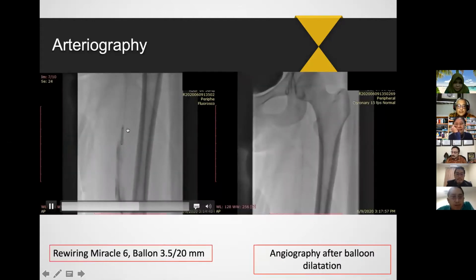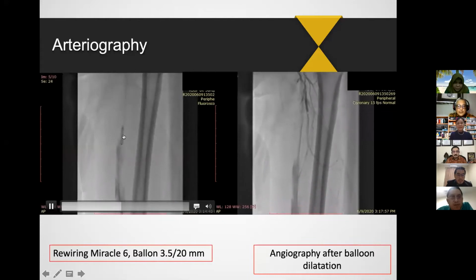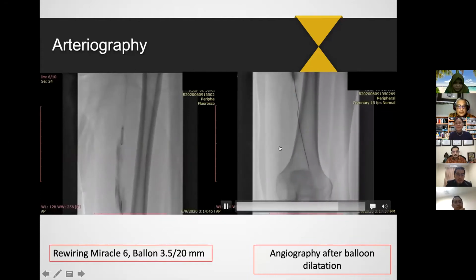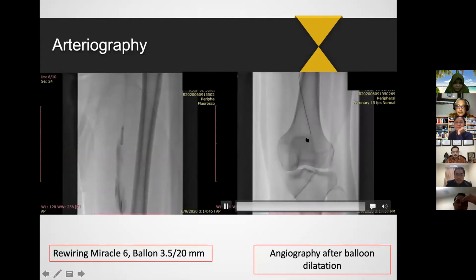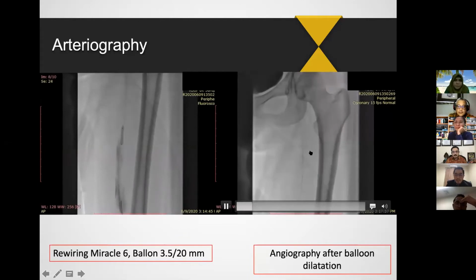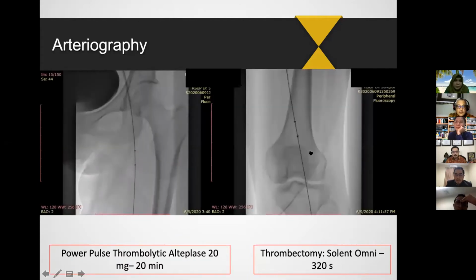Because we thought the thrombus was so hard, we did balloon angioplasty using 3.5 by 20 millimeters. This is the result after balloon angioplasty. We can see that there is flow to the distal. And because we have AngioJet, we decided to use powerful thrombolytic alteplase 20 milligrams from the proximal to the distal SFA and also to the popliteal artery.